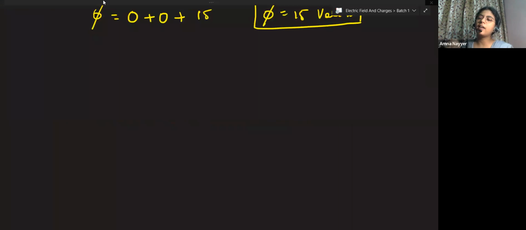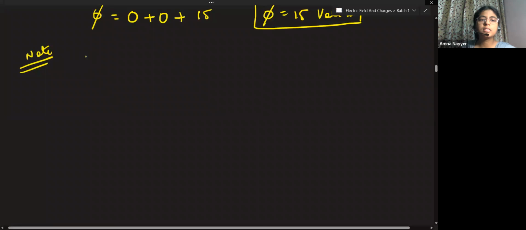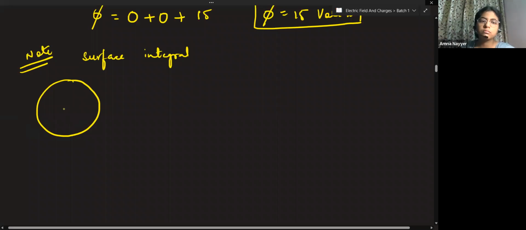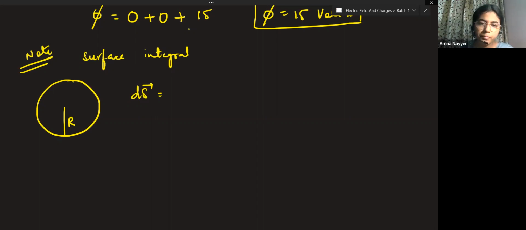So see, you can have different figures with you. What you have to consider is the surface integral. For example, if you have a sphere with you, let's say the sphere is there with the radius R. So what will be the surface area? The surface area of a sphere is what? Capital R is the radius given to you of the sphere. Then what will be the surface area of a sphere?